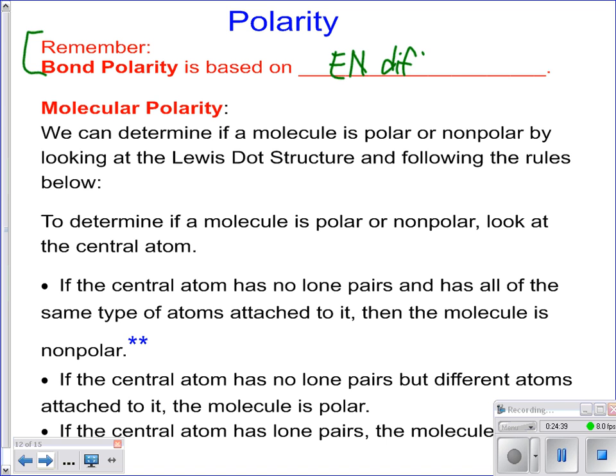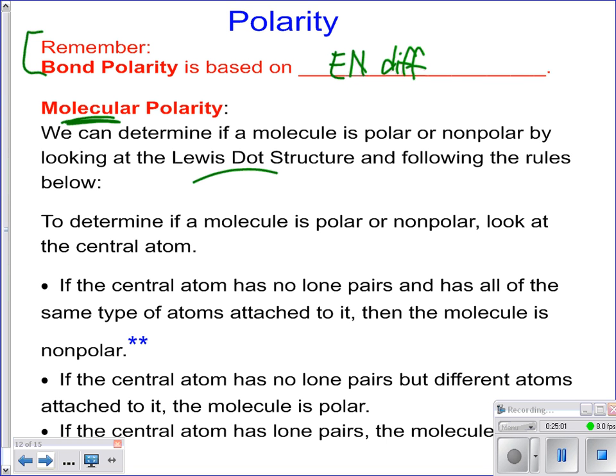Okay, it was electronegativity differences. We looked at the differences in electronegativity and we could figure out what that polarity was for that bond. But now we're going to look at something known as molecular polarity, not bond polarity. I'm done with bond polarity right now. We want to think about the molecules themselves. And the way to do this is you draw your Lewis dot structure.